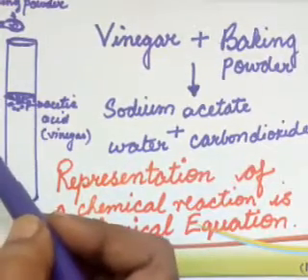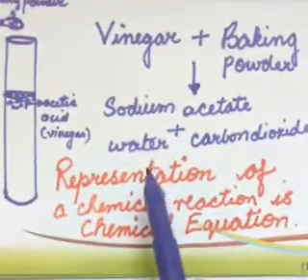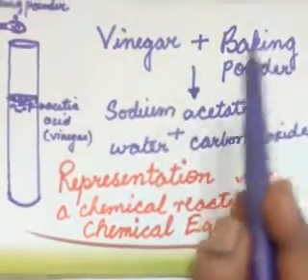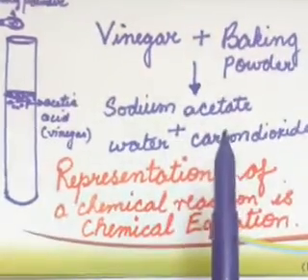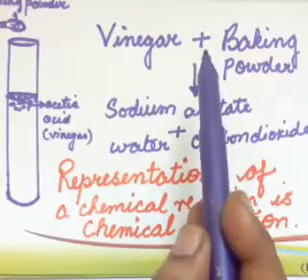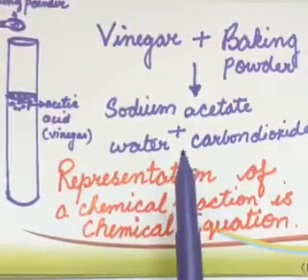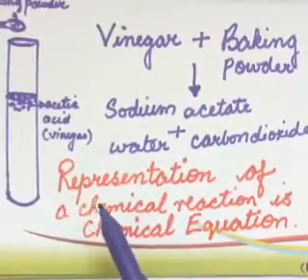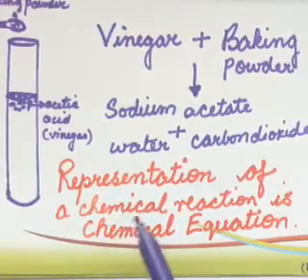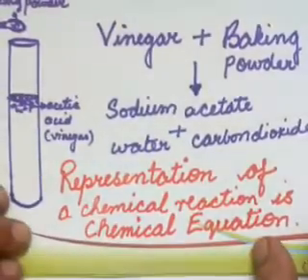So how do we represent this reaction on paper? We represent it by writing the chemical equation. We write the reactants, we write the products separated by an arrow, and the reactants are written with a plus sign, and the products formed are also written with a plus sign. So you understand that the representation of a chemical reaction is a chemical equation.